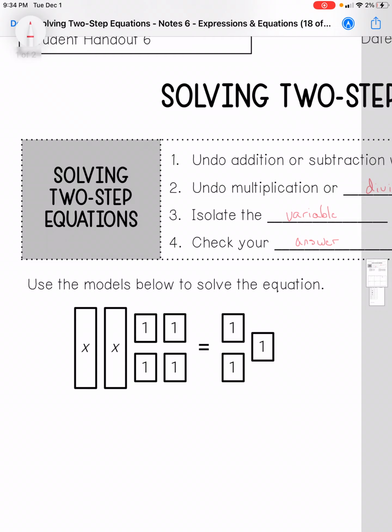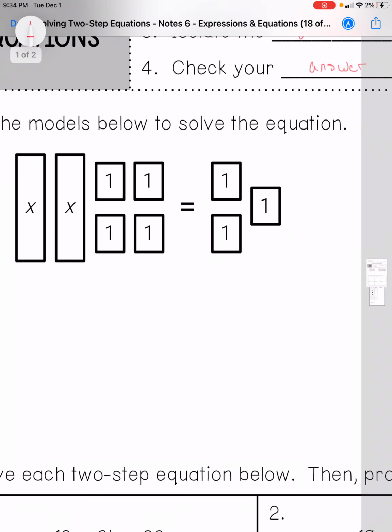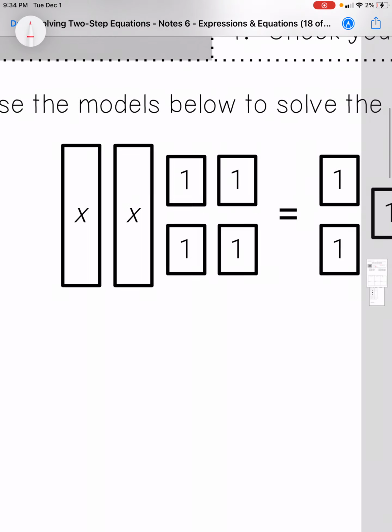So we're going to use these models below to solve the equation. These are going to look a little unique because we don't use these all the time, but I'm going to show you them because you may see them in the future, okay? All right, how many x's are there? There's going to be 2, so it is 2x. How do I know it's multiplication? Because when they draw the models, those long strips are multiplication, okay?